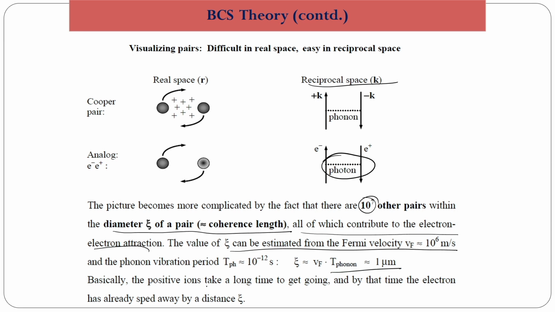Because the positive ions take a long time to get going, because these are massive objects. By the time, the electron has already sped away by a distance which is beyond that coherence length. So, that is why there is hand waving, of course, a way of explaining how the pairs are formed, which finally gives rise to superconductivity. These are some of the facts there.